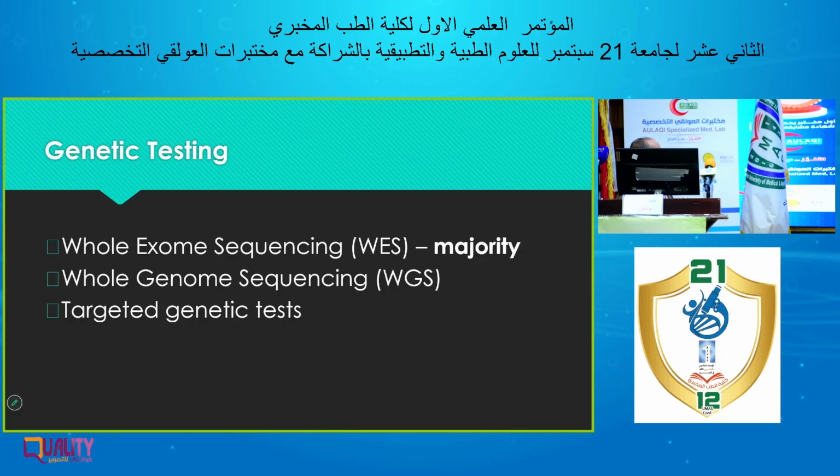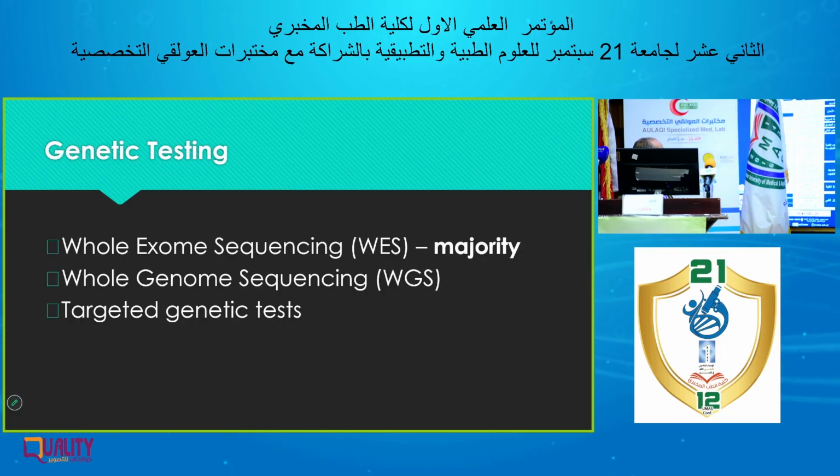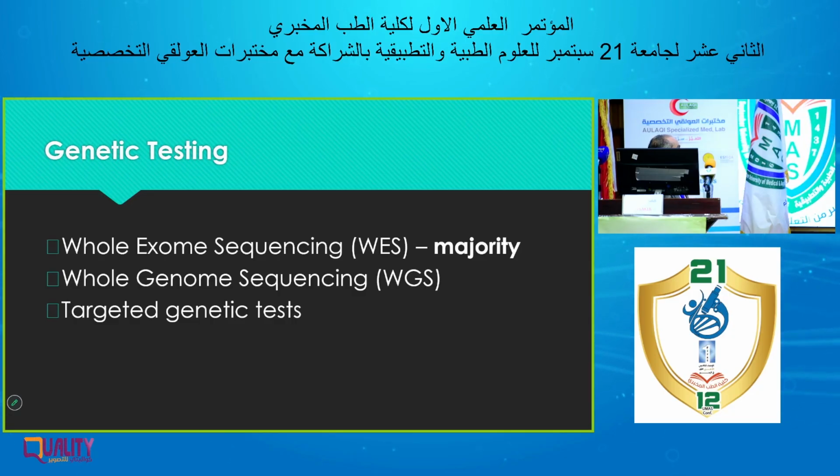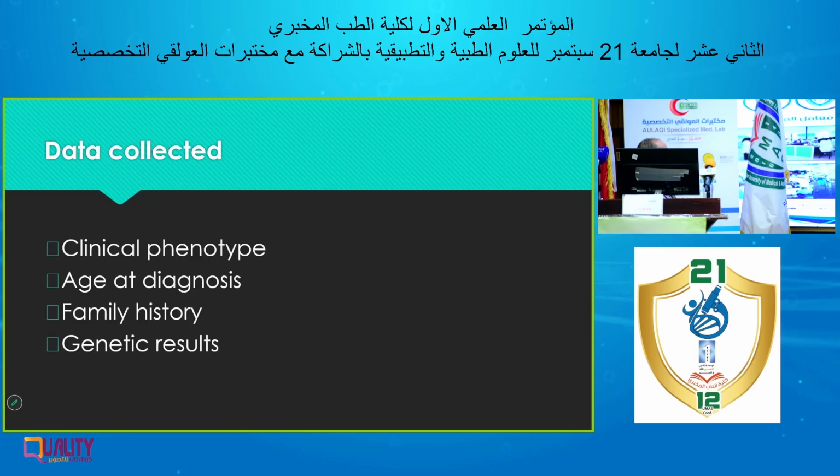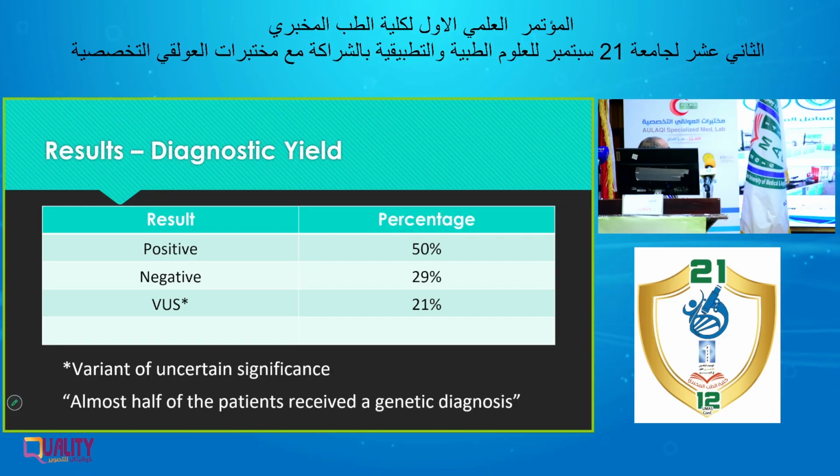What genetic tests were used? In the majority of cases, the test used was whole exome sequencing, and also sometimes whole genome sequencing and targeted genetic tests in some situations. How was the data collected? According to the clinical phenotype, age at diagnosis, family history, and genetic results. The diagnostic yield: the positive results were 50%, the negative were 29%, and the variants of uncertain significance were 21%.